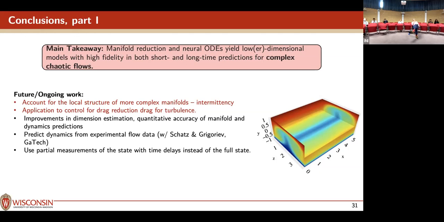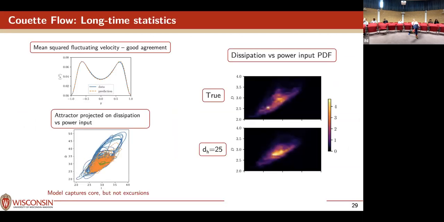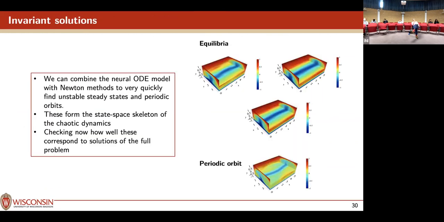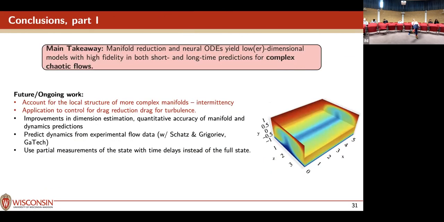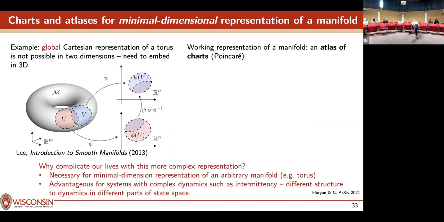One thing that we've been thinking about more recently, so we come back to this. We're missing these excursions in this case. And there's a more general problem with trying to make one global coordinate change from the full state down to the manifold coordinates.